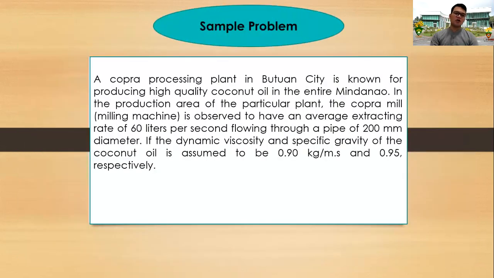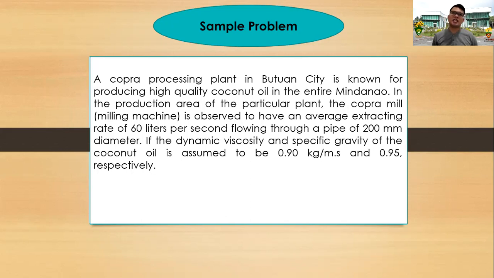Another example, a copra processing plant in Butuan City is known for producing high-quality coconut oil in the entire Mindanao. In the production area of that particular plant, there is the copra mill, the machine that extracts oil from coconut meat. Okay, there's a difference between coconut meat and coconut oil. The milling machine is observed to have an average extracting rate of 60 liters per second flowing through a pipe of 200 mm diameter.